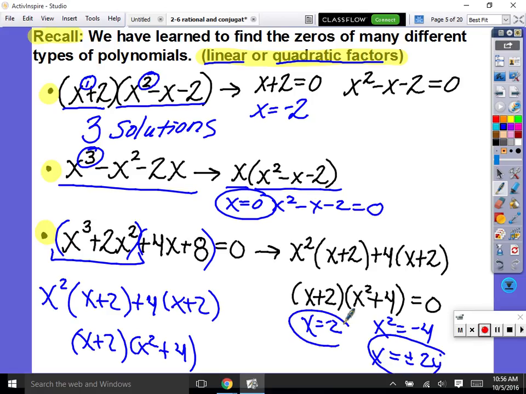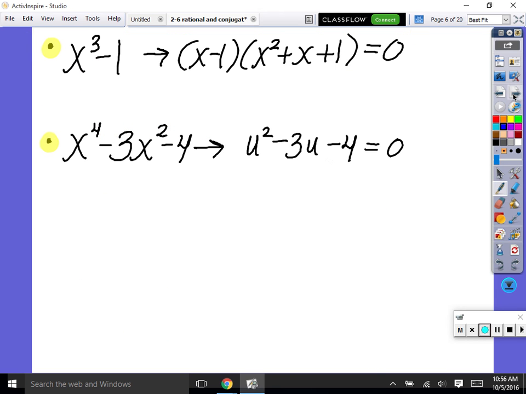We have 1, 2, 3 solutions. It was degree 3. We know we have them all. Okay, just making sure, because like I said, it's a lot to test on.